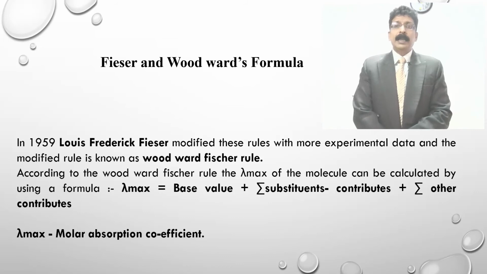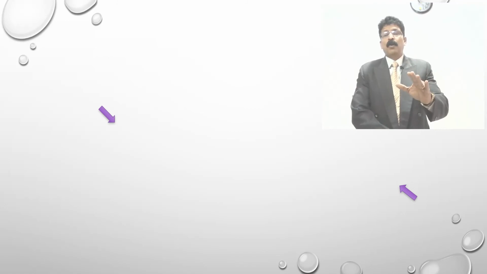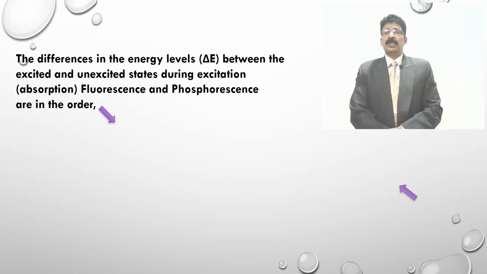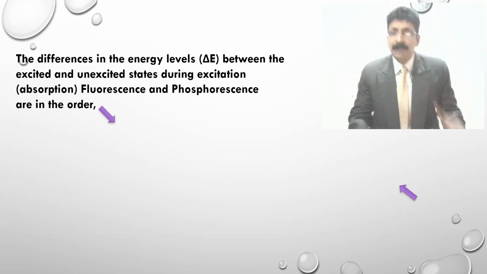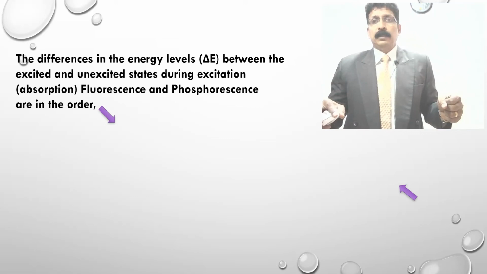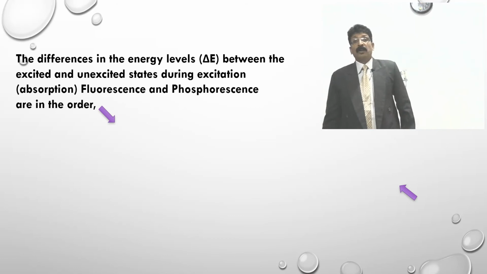And now, before going to the application of the formula, it is needed for you to know about the various transitions and energy levels of an organic molecule, how it differs. Then if you go to the calculation, I hope it will be very easy for a student to know how the Fisher-Woodward rule can be applied for determining the lambda max of an organic molecule in nanometers.